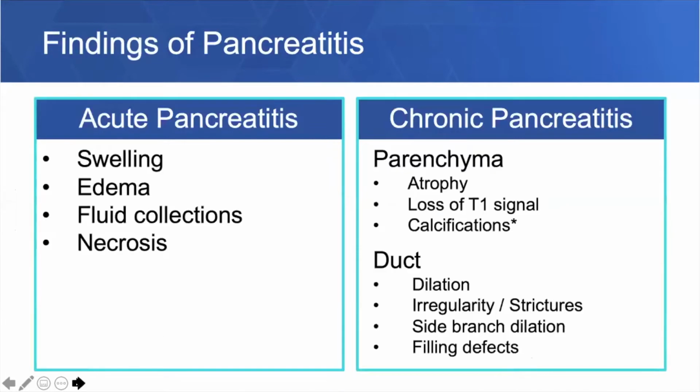And now I'm going to move on to a little bit of just training your eye to see a few things that we as radiologists are looking for when we're imaging pancreatitis. And really this breaks down to two categories, though there is often superimposition of acute pancreatitis on chronic pancreatitis. But when we talk about acute pancreatitis, we're talking about swelling, edema, fluid collections, and necrosis are the things we're looking for. And in chronic pancreatitis, we're really talking about disease of the parenchyma and disease of the duct and the various different findings we can see in those two areas.